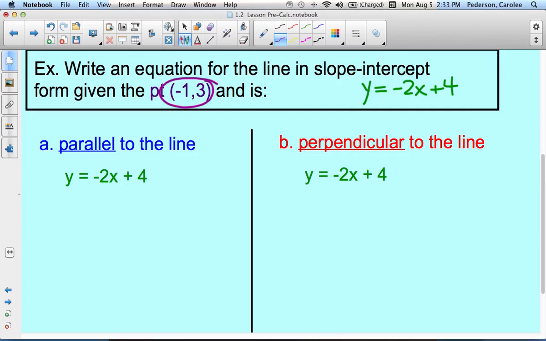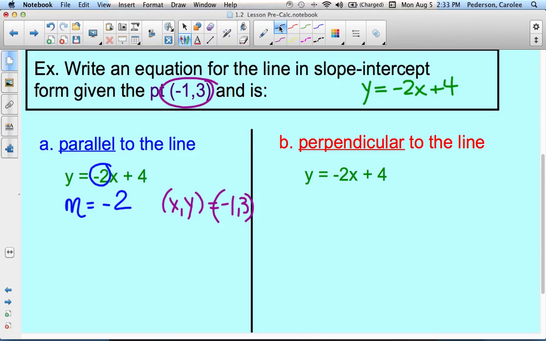So let's work with the left one. The first one is parallel. We need to know two things, the point and the slope. For our equation to be parallel, we look at this green equation. The slope is negative 2. For it to be parallel, it also must have a slope of negative 2. And then its ordered pair, x, y, is negative 1, 3.